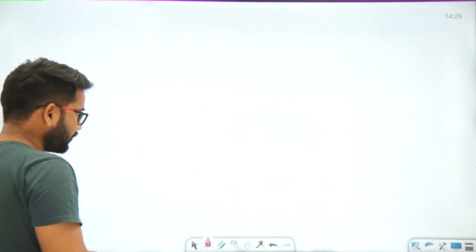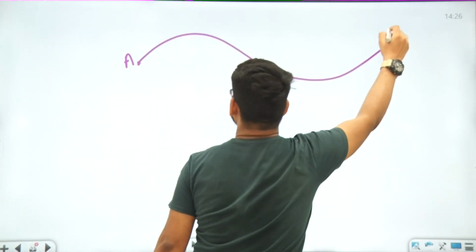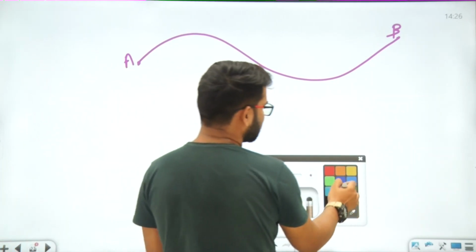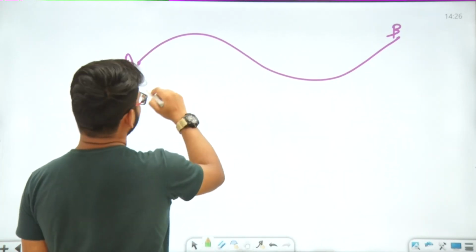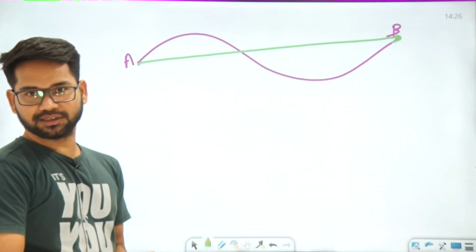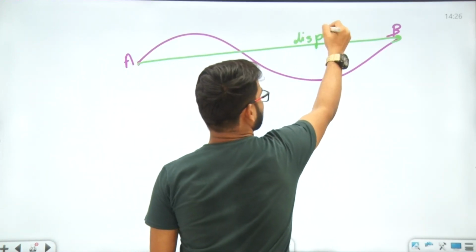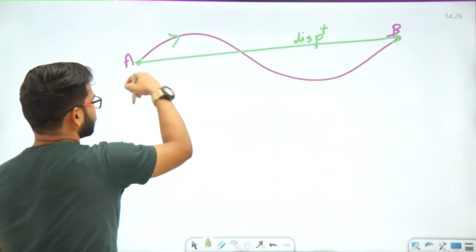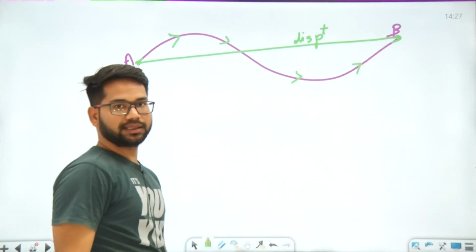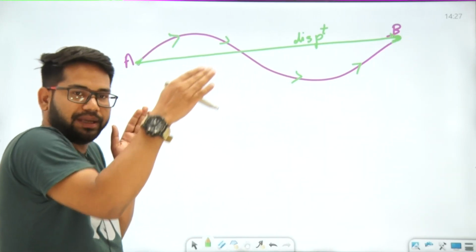Students, see, take a 2D motion in the plane. If we are asked about the displacement from A to B, then what will we do? We will take this as the displacement. If a particle is starting from A and moving on this path and reaching point B, then displacement will be this straight path having direction A to B.